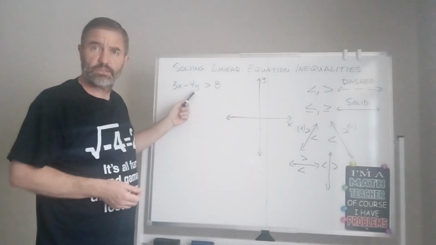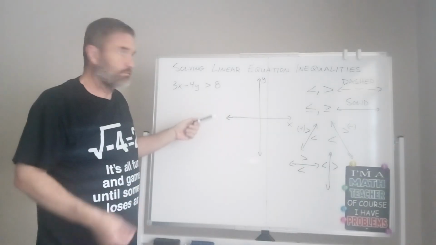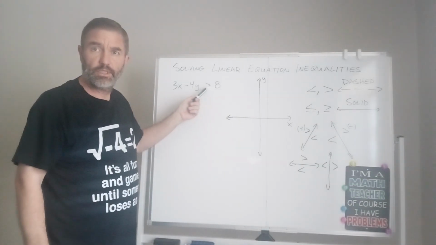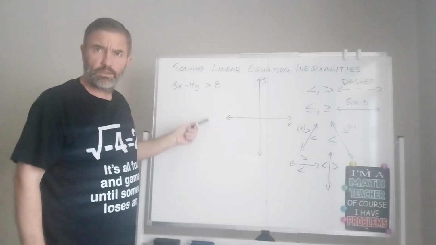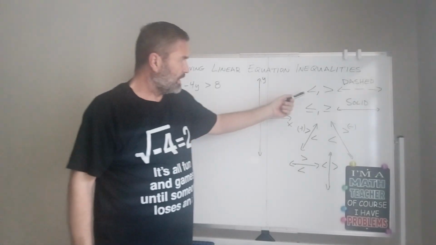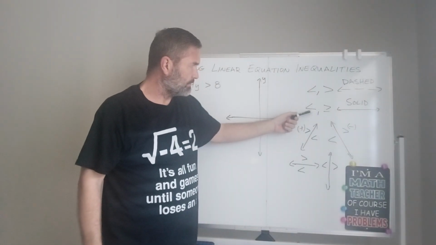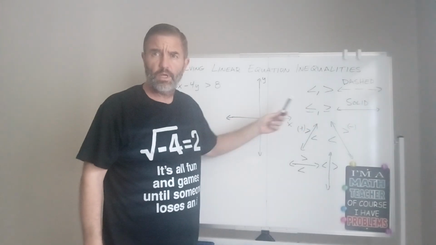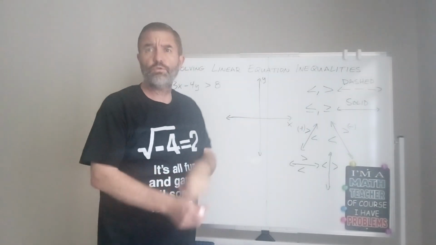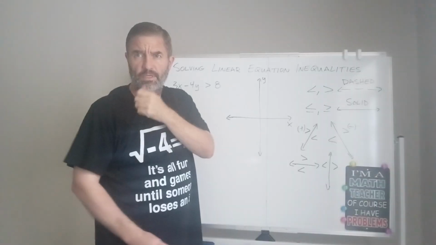Now this linear equation is in standard form, but notice instead of the equals, we have our inequality. And we could add any of the four inequality symbols here. We've got less than, greater than, less than or equal to, greater than or equal to. Those are the four. Now, with linear equation inequalities, there's two things you have to do differently than lines.